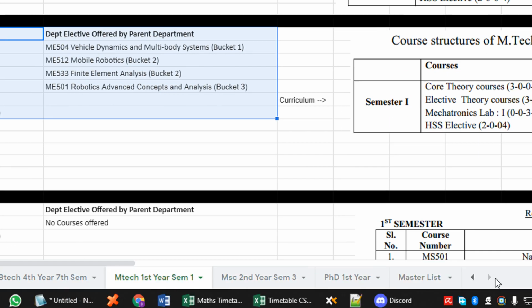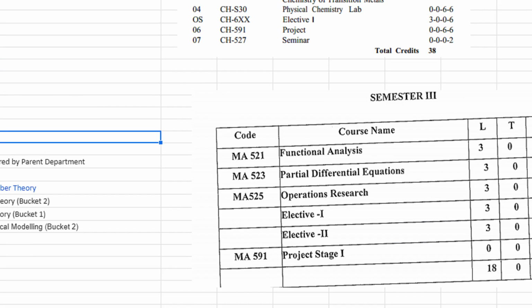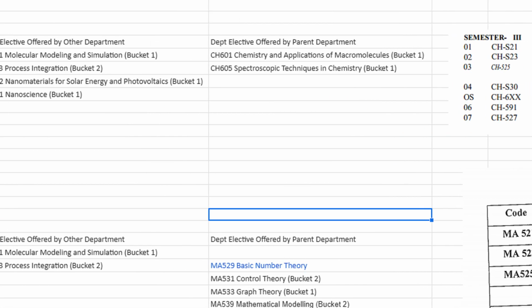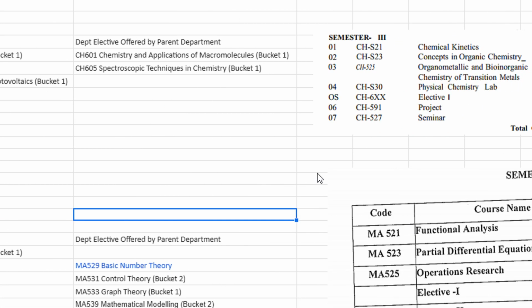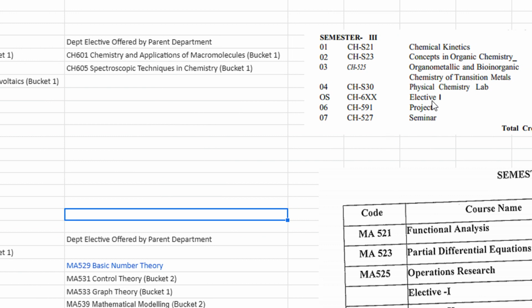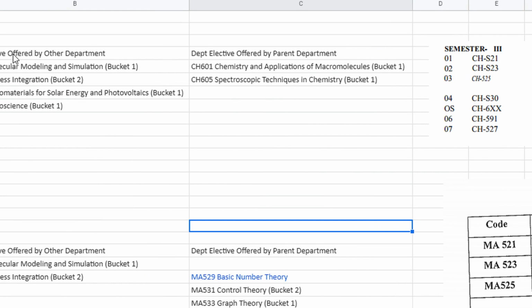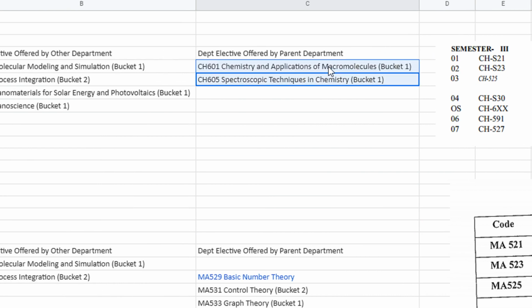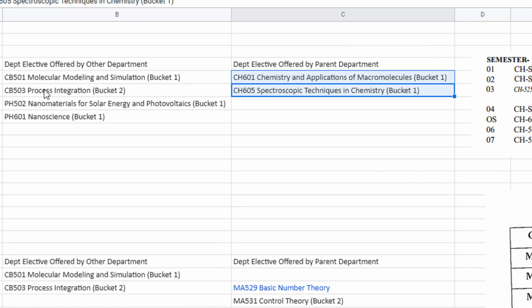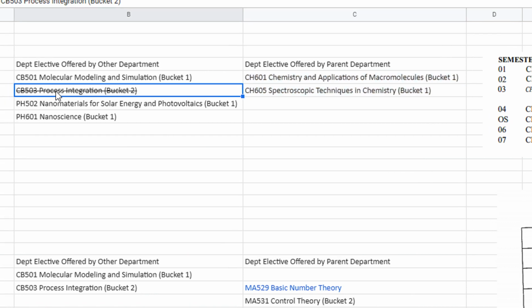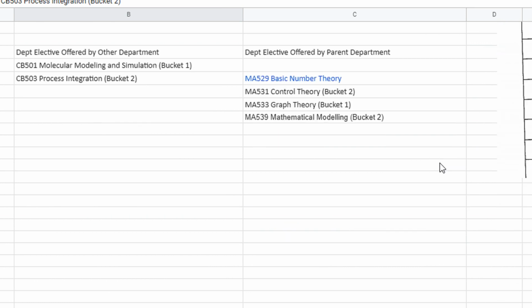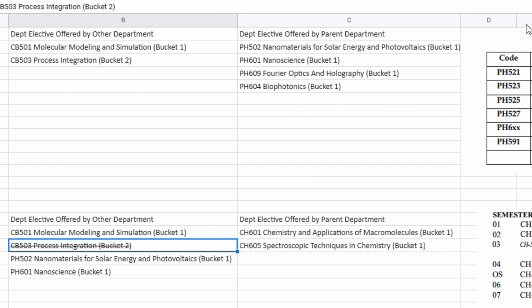Let us take an example of MSc also, MSc second year, right? In MSc second year, let us take one example of this one, right? So elective 1 is there in the curriculum. Since elective 1 is there, they can only choose the electives which are in bucket 1. So chemistry department has placed all its electives in bucket 1. Some other departments are also offering, but as you can see, bucket 2 is not allowed for the students of MSc chemistry, right?